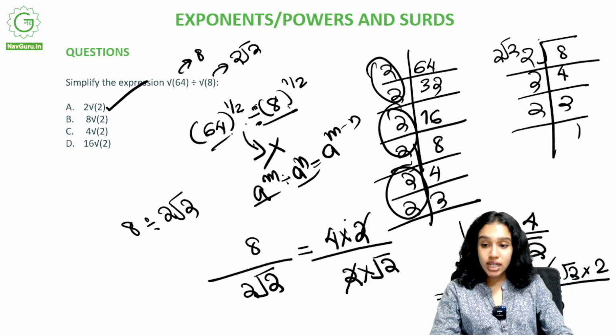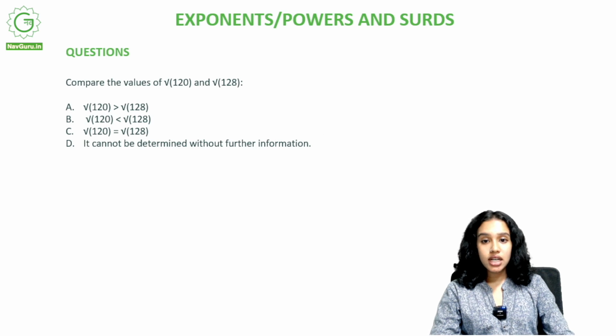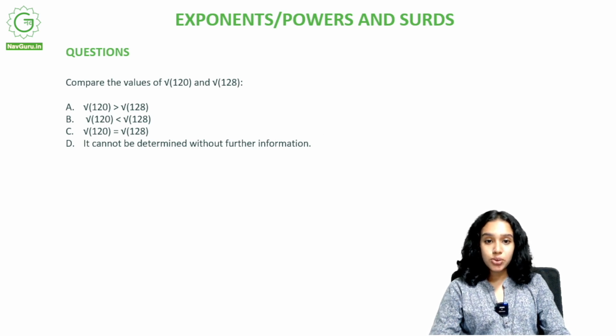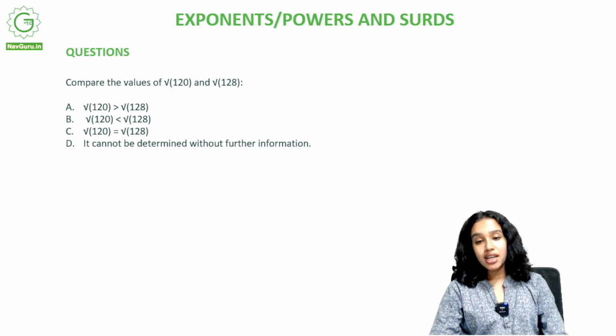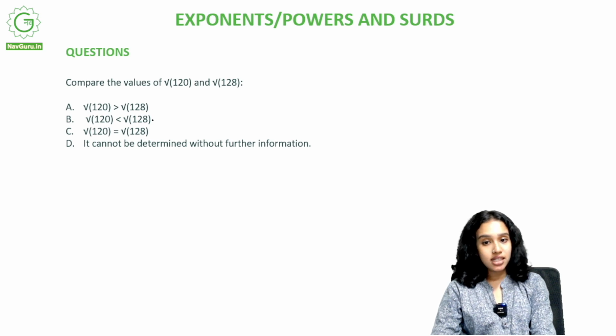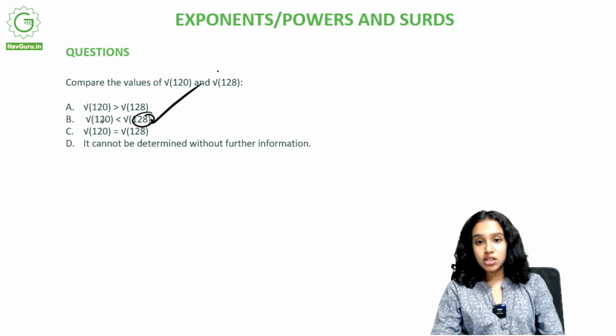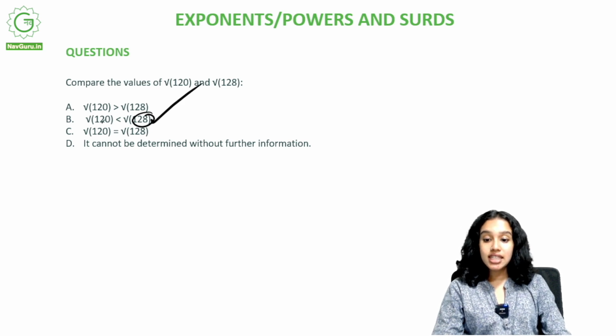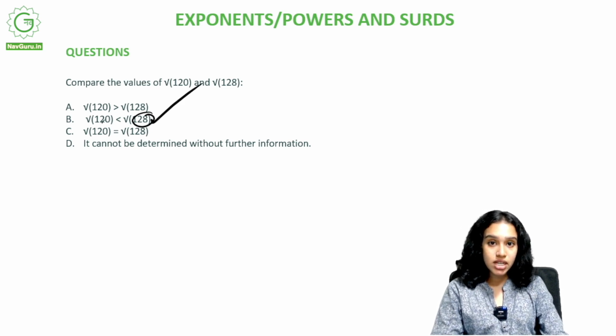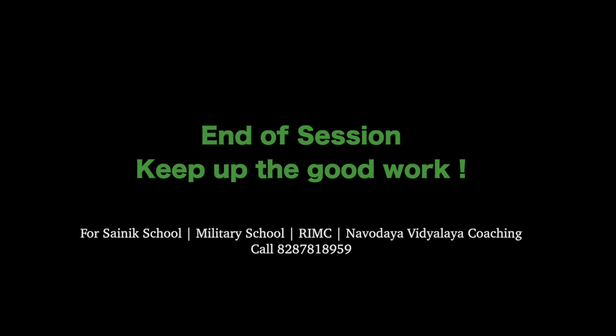Now moving on to the next question. Compare the values of root of 120 and root of 128. Again, root of 128 is greater than the root of 120 as the number inside is greater. So this is the right answer. And these were a few questions from the chapter Exponents, Powers and Surds.